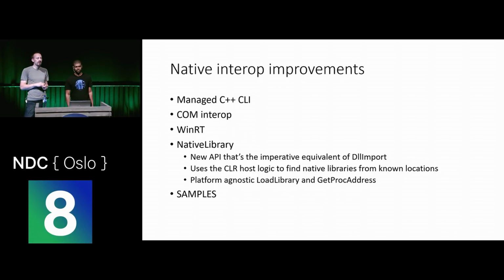There's a new type called NativeLibrary, which is kind of the imperative equivalent of DllImport. And so rather than decorating a method stub with DllImport, you can now imperatively load native assemblies and use the CLR's logic to go and find where they should load from and do all the goodness there. You have some samples for this? Yeah. Is anyone worth caring about COM? No, no one cares about COM. Anyone doing COM? Let's go.